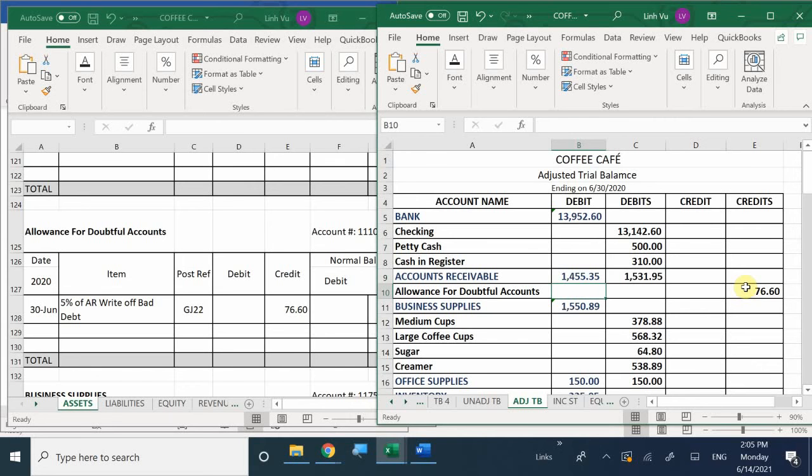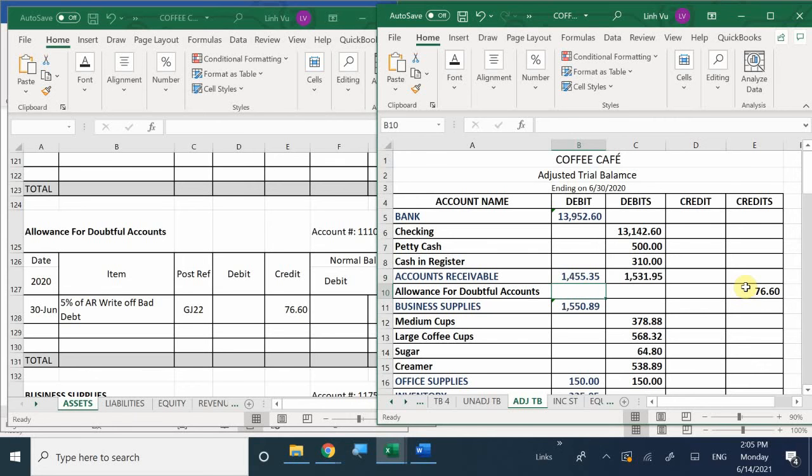1455.35, okay? And all I did here was, instead of associating the allowance for doubtful accounts as its own separate credit account, I summed it up in the main account, because underneath accounts receivable consists accounts receivable as well as the allowance for doubtful accounts, because this contra account is directly correlated to the main account of accounts receivable. So that's what I did here.